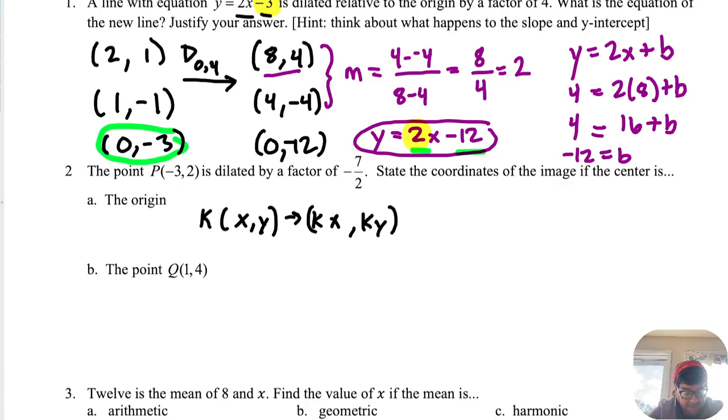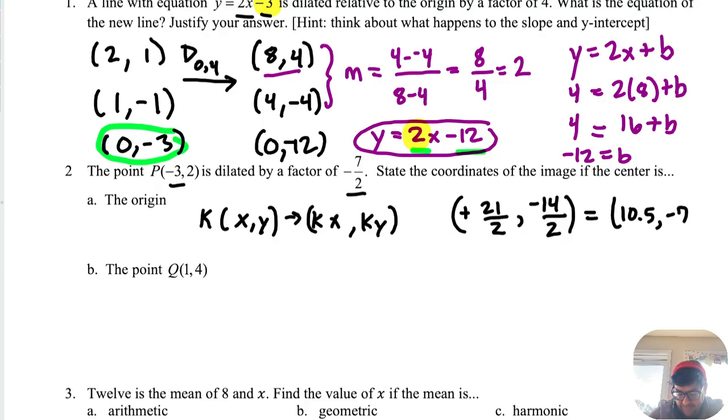So in our case, we're going to take -3 times -7/2. That's going to get you positive 21 over 2. And then 2 times -7/2 is going to get you negative 14 over 2. And 21 over 2 is 10.5. And negative 14 over 2 is -7. So it's going to get me (10.5, -7). And then we're done.